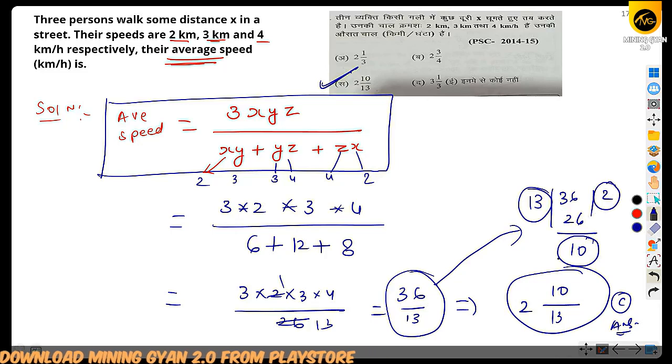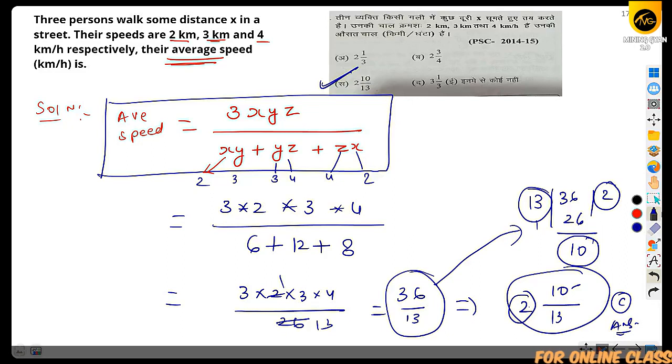So the quotient will be in the whole number place, the remainder will be in the numerator section and the divisor will be in the denominator section. This will be the mixed fraction. So the answer will be option C, 2 into 10 divided by 13. Okay, let's move on to another question.